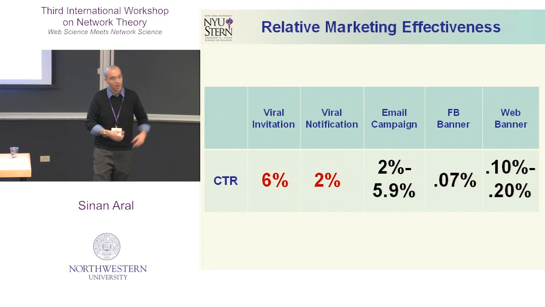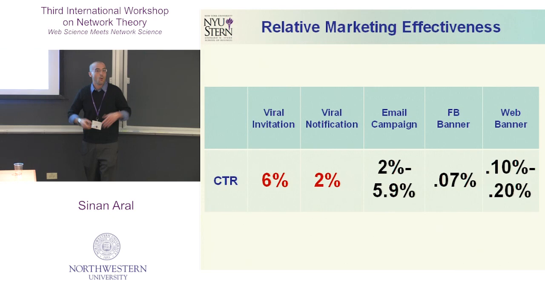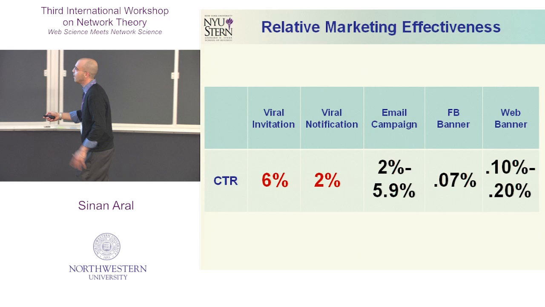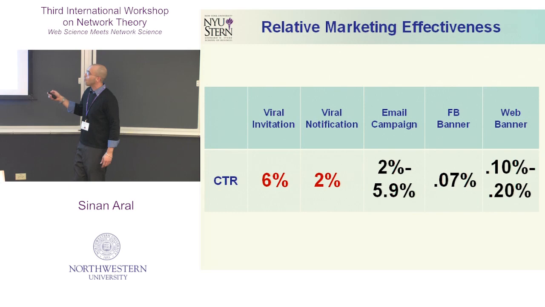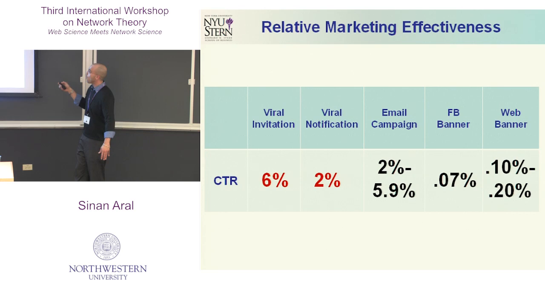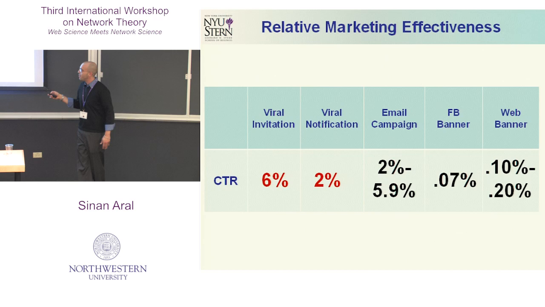And the question is, how effective is this compared to other traditional marketing campaigns, right? Well, we looked at the data, and this is data on click-through rates for email campaigns, our own Facebook banner ad that advertised the original application to people on Facebook, and web banner ads. These two here are published in other people's studies. This is from our study. And these are for viral invitations and viral notifications.